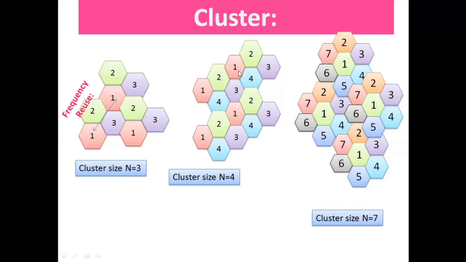So this group of cells is called one cluster. Total 4 cells having unique frequencies are made use of, and this is called one cluster of size n equal to 4. And this cluster can be repeated to serve that particular area. Again, here also, of course, the capacity is improved because I'll be having one more frequency I can use.